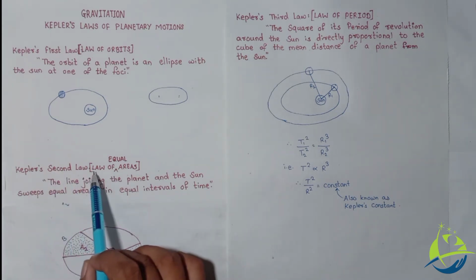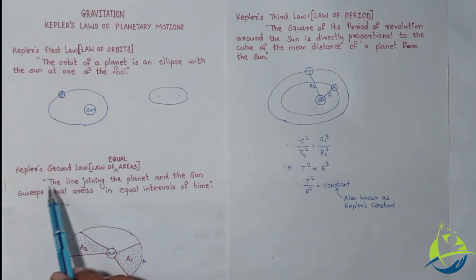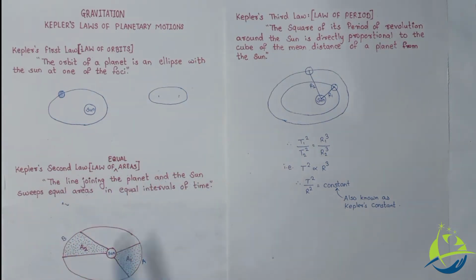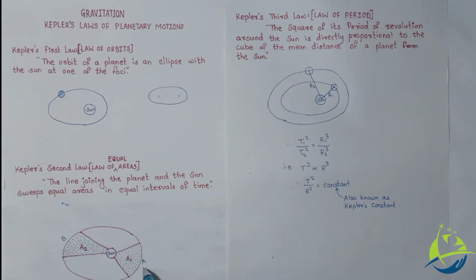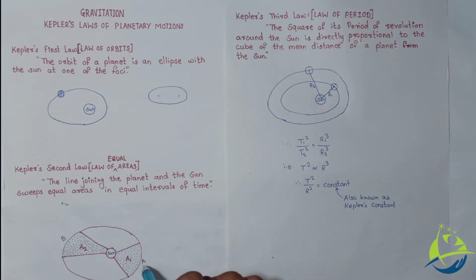Kepler's second law, also known as the law of equal areas: the line joining the planet and the sun sweeps equal area in equal intervals of time. See the diagram. In this diagram, I have shown you two positions, position A and position B. If the position of the planet is A, then from the sun it will sweep out some area, let us say A1. Now the planet is moving around the sun in an elliptical orbit, and let us say it goes up to position B.